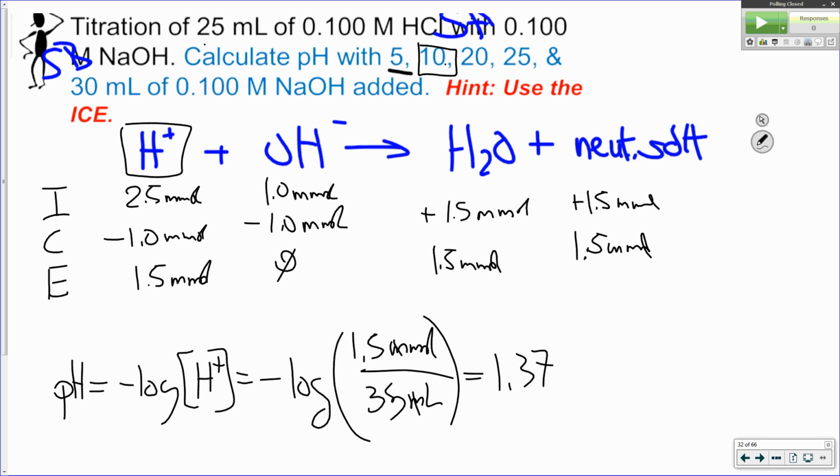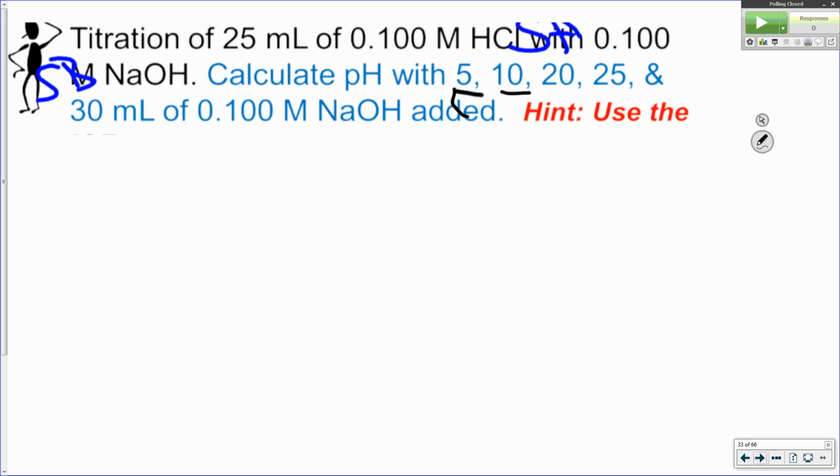How did you get to 35? The 25 milliliters initially, plus the 10 I've added. It's just the total volume. Okay, other questions on that one? All right, let's do it again.